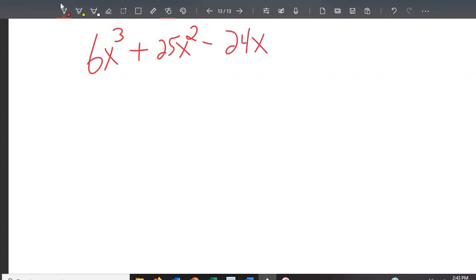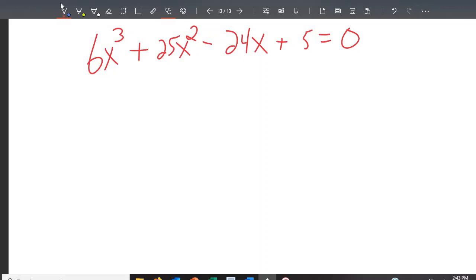Alright, we'll just keep on doing this. Let's do 6x cubed plus 25x squared minus 24x plus 5 equals 0. Okay, now here comes the possible. You got to list out your possible roots. There's a question on the final where it just says list the possible roots.